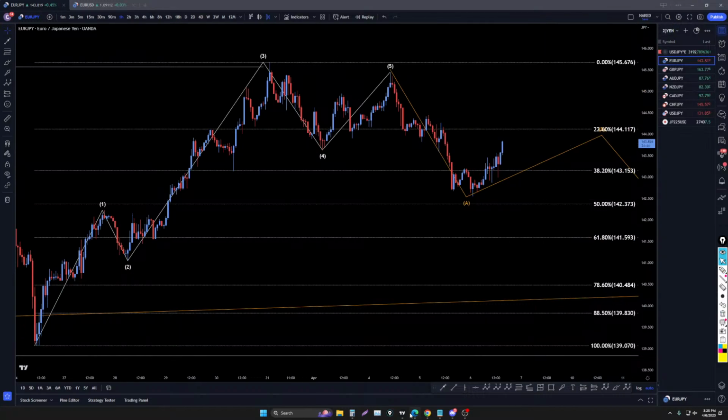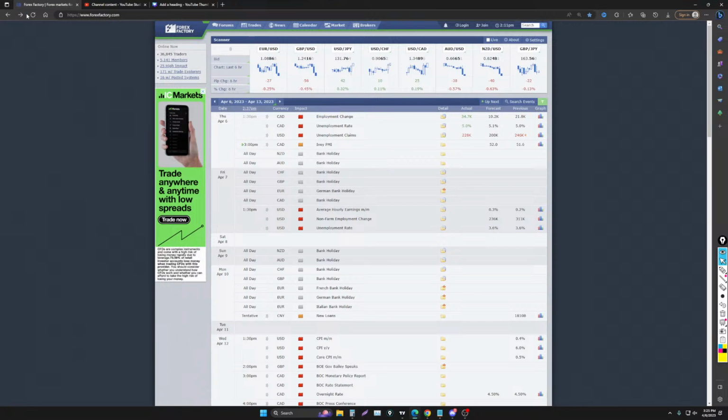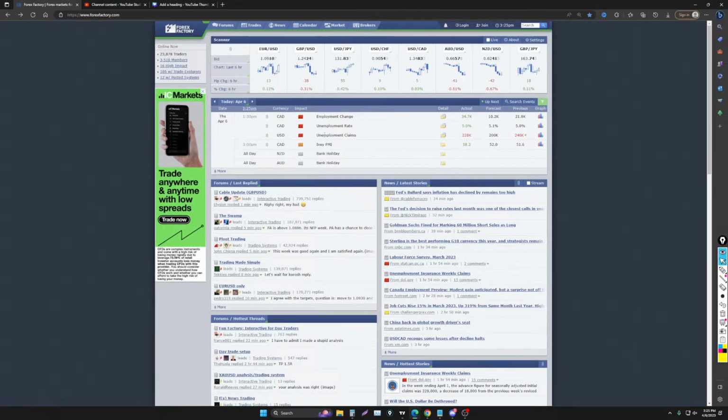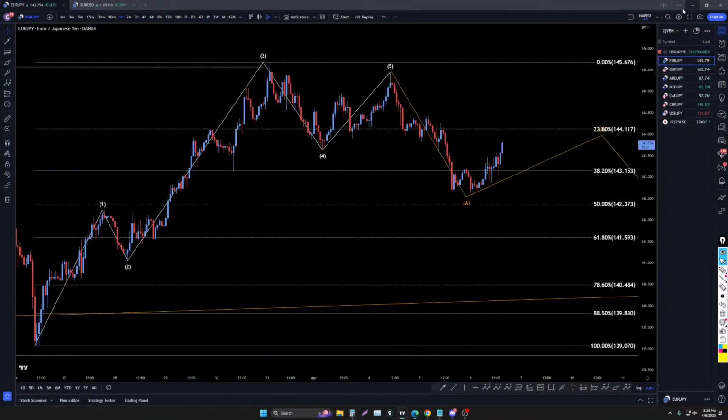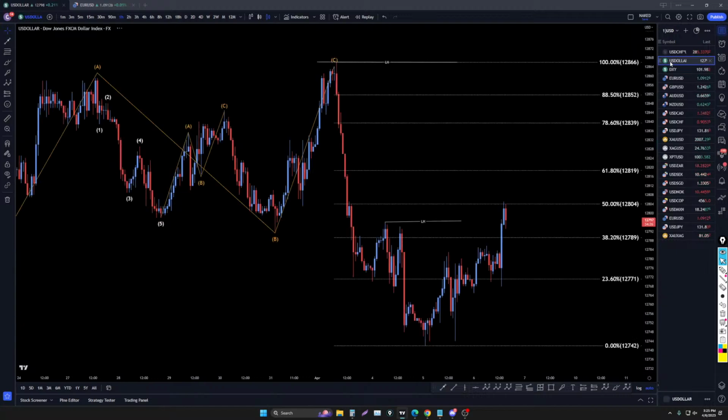What's going on with those dollar pairs? We did have some dollar news today. We had unemployment claims. Unemployment rate was for the Canadian pairs. And then we have non-farm payroll tomorrow. So let's go back and see if anything's going on with the dollar pairs.